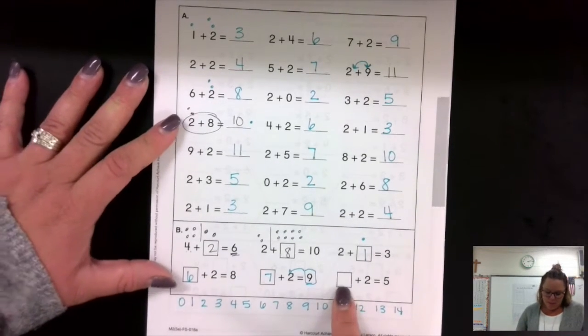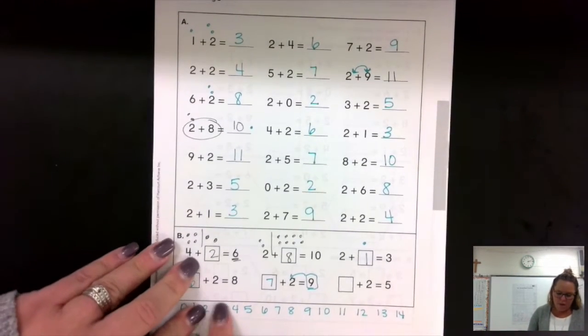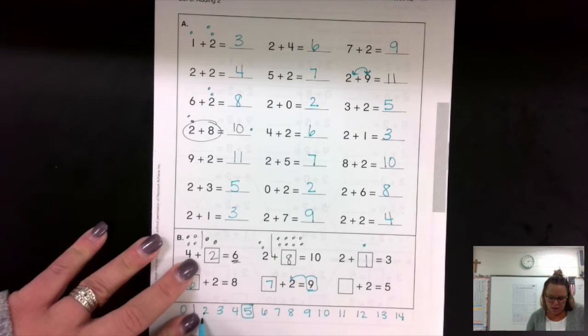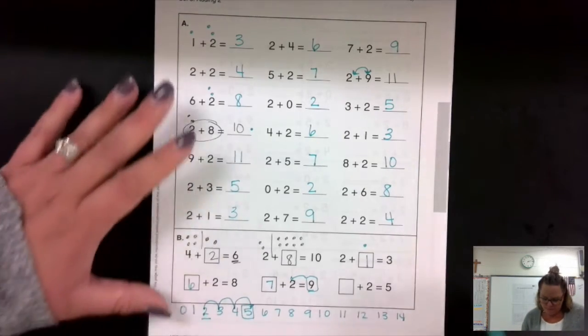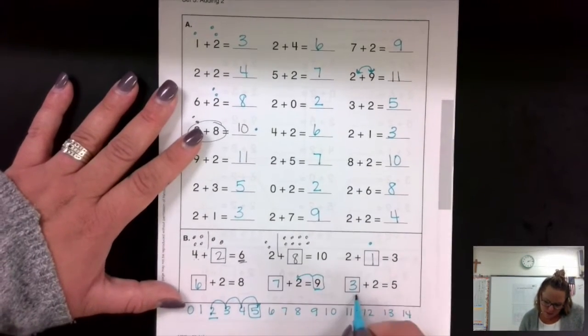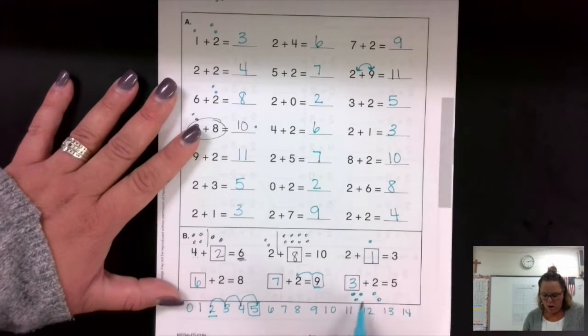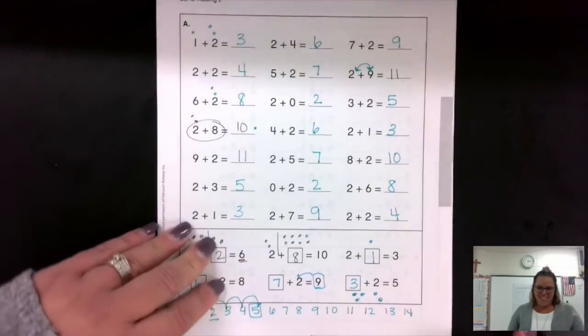Okay, last one. Something plus 2 equals 5. Let's start at 2 and count how many more spaces until we get to here. We need to end up here. We're starting at 2. 1, 2, 3. 3 plus 2 is 5. If you need to test it out, here's 3, there's 2 more. 1, 2, 3, 4, 5. And that did give me my answer.